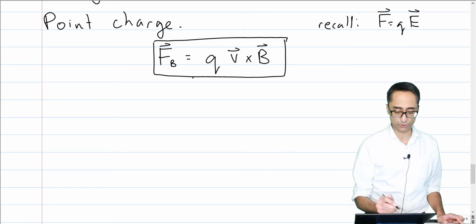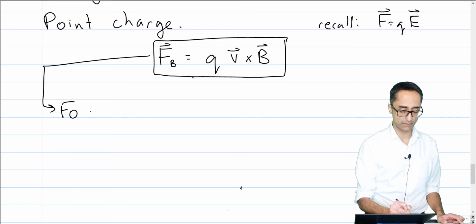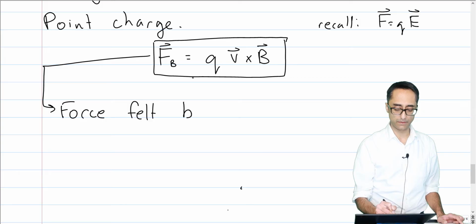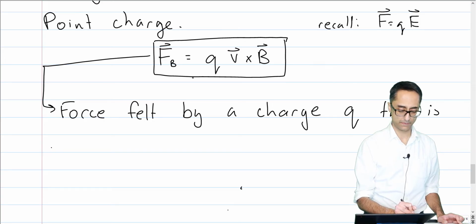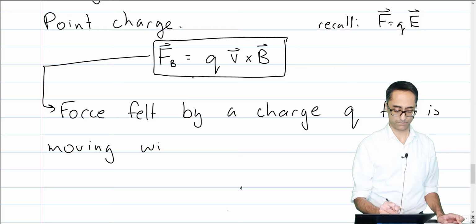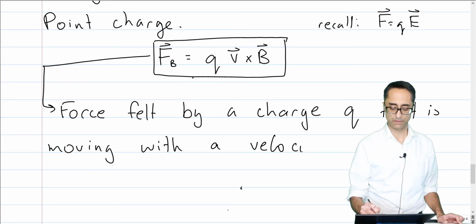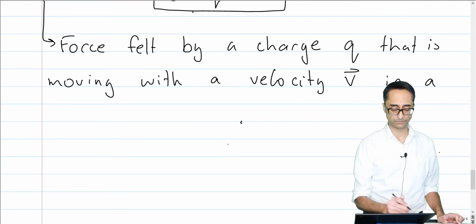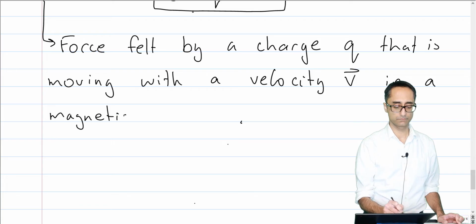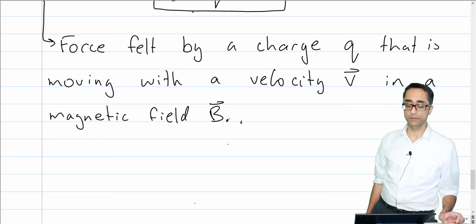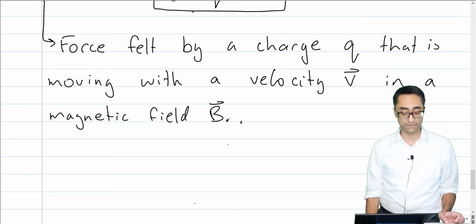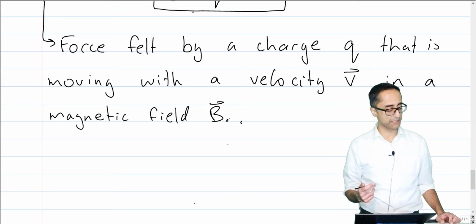This is the force felt by a charge Q that is moving with a velocity V in a magnetic field B. So the force felt by a charge Q that is moving with a velocity V in a magnetic field B. But I want to break it down. I want to really start to understand this formula a little bit.